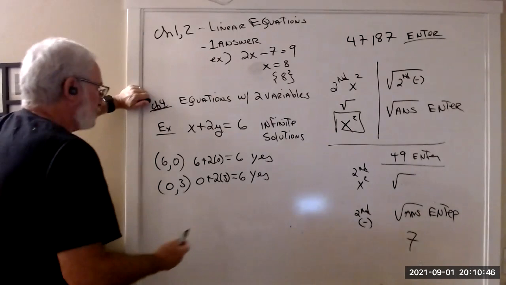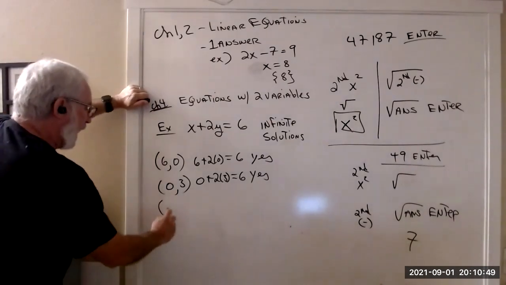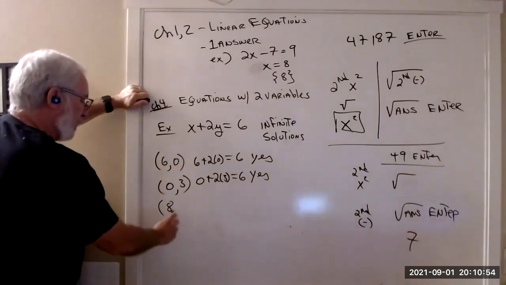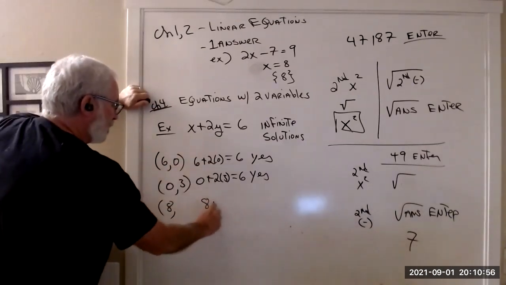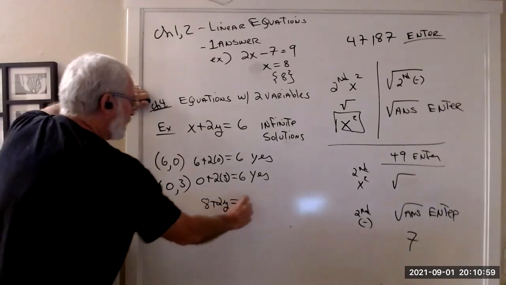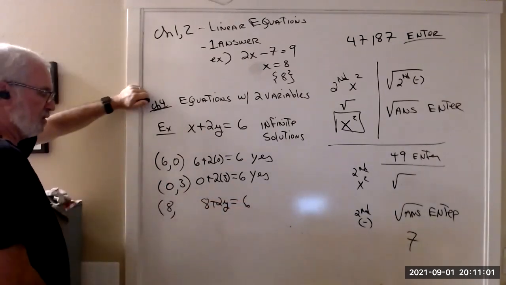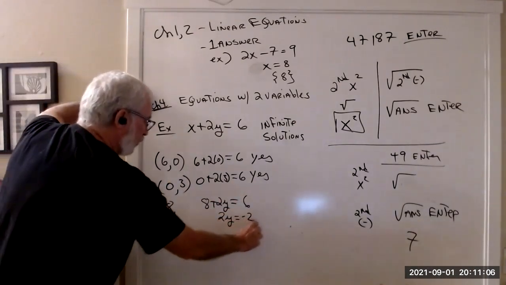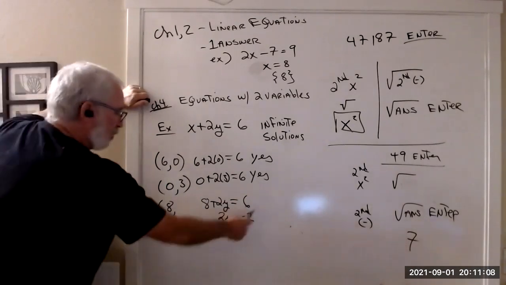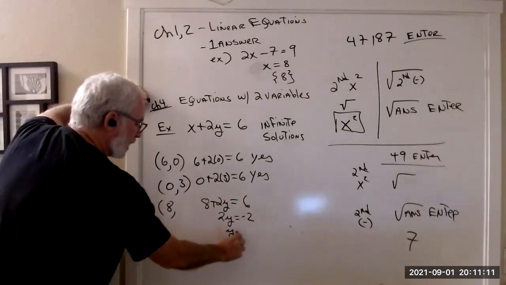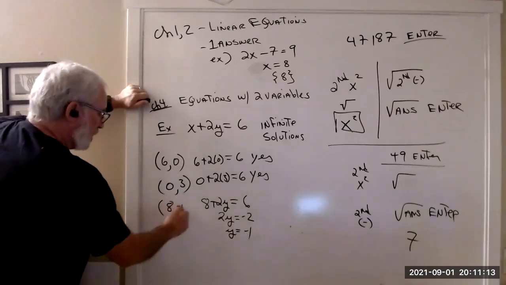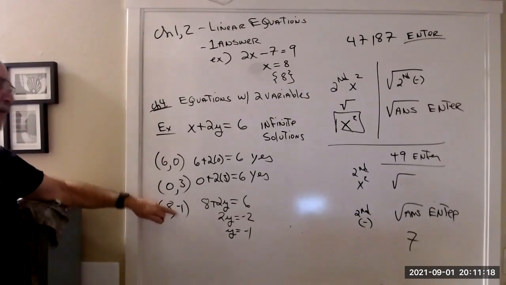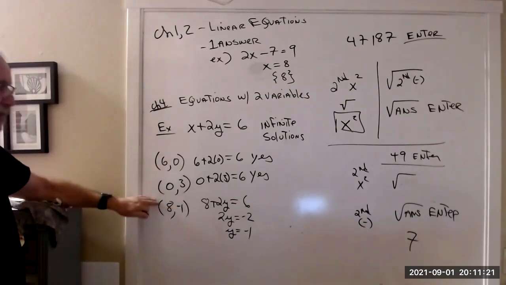For example, what if x were 8? This is a little nastier now. Then we'd have 8 plus 2y equals 6. Take away 8 from both sides, 2y equals -2. Solve, divide by 2, we get y is -1. So when x is 8, y is -1. And we could keep going. I just randomly pick these numbers.